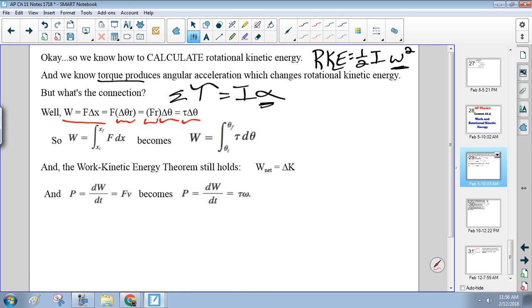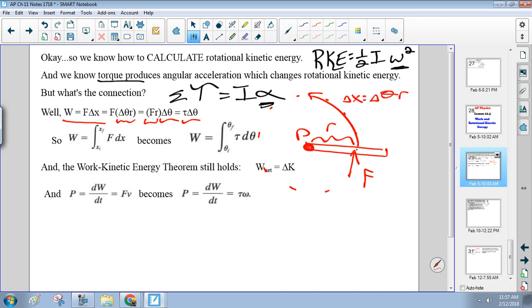All right? So in English, suppose we've got a thing, right? And here's a pivot point, right? So the idea is if I apply a force here at some distance r away, then the displacement that that force undergoes is just going to be delta x, which is delta theta times r, right? Okay? And so that's sort of where this comes in.